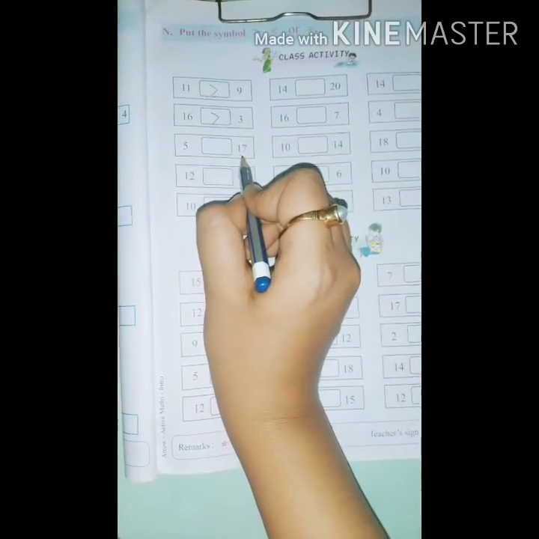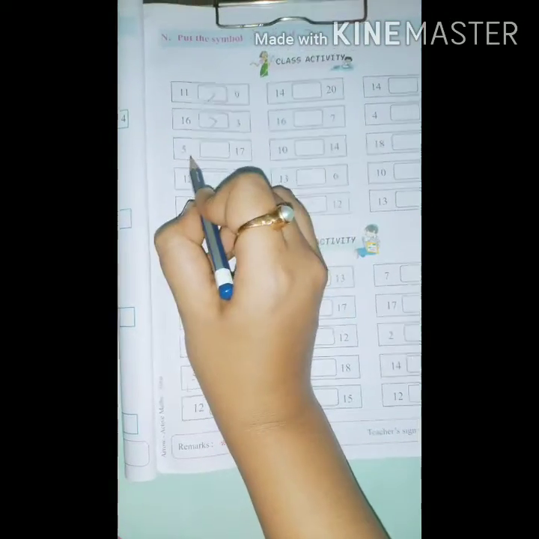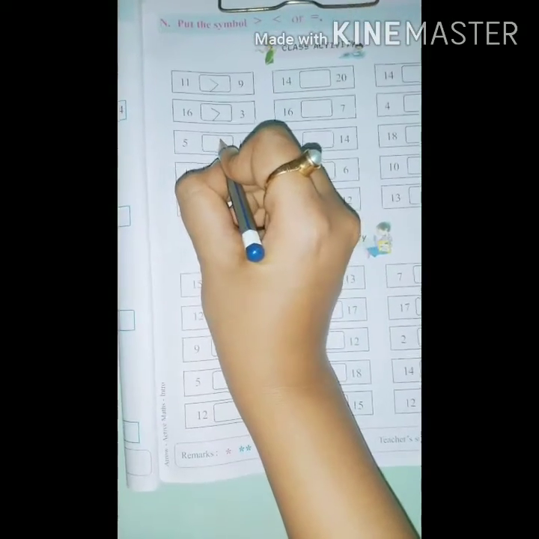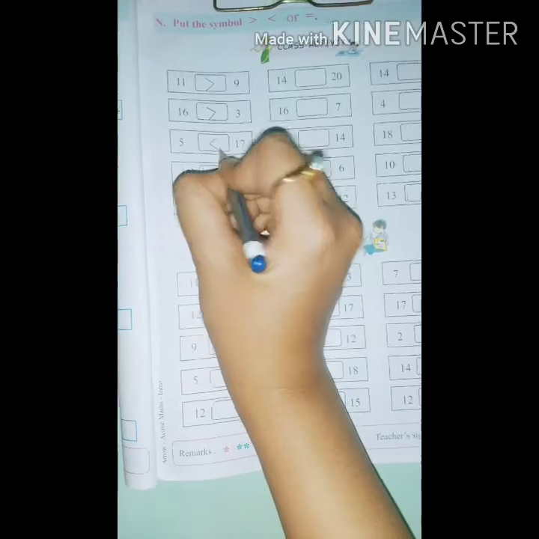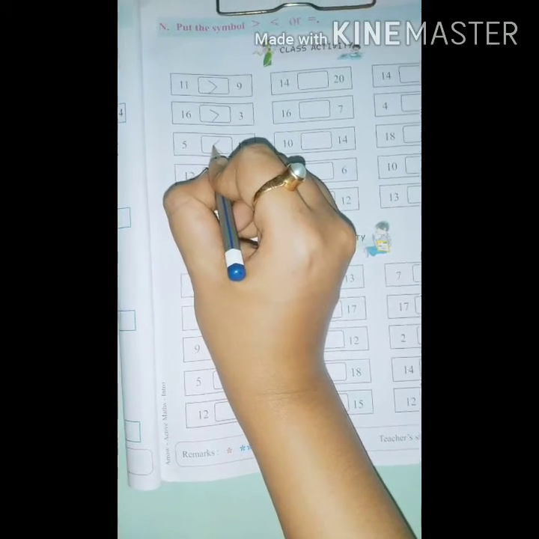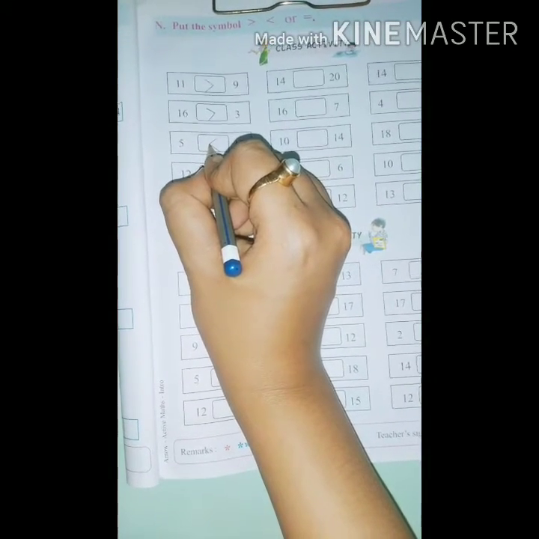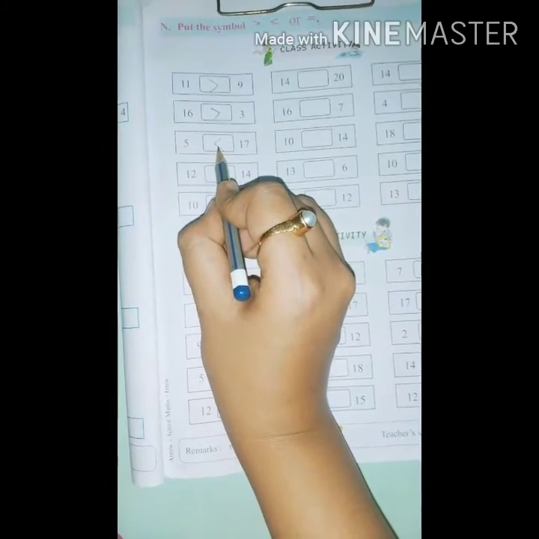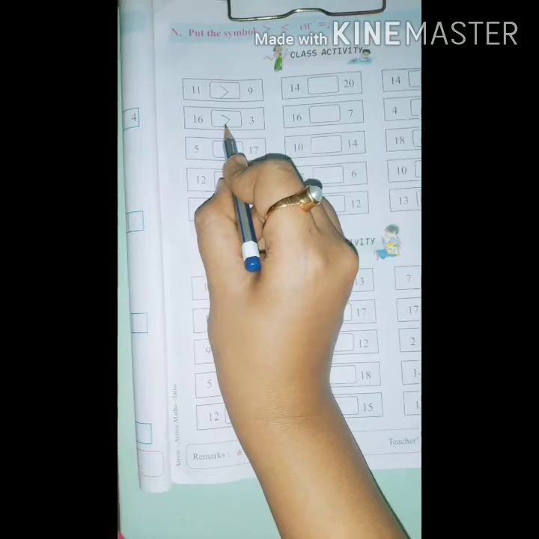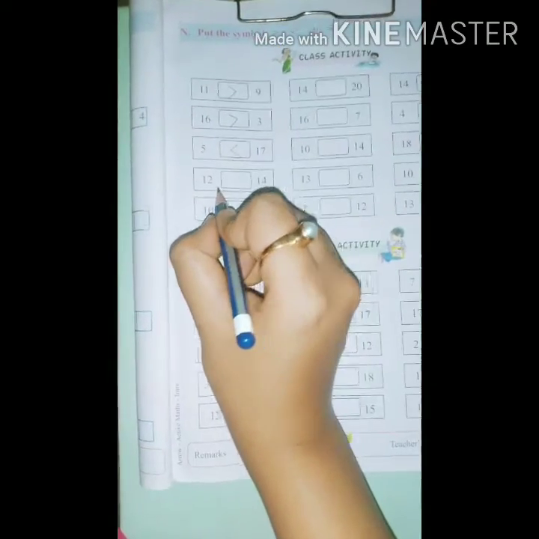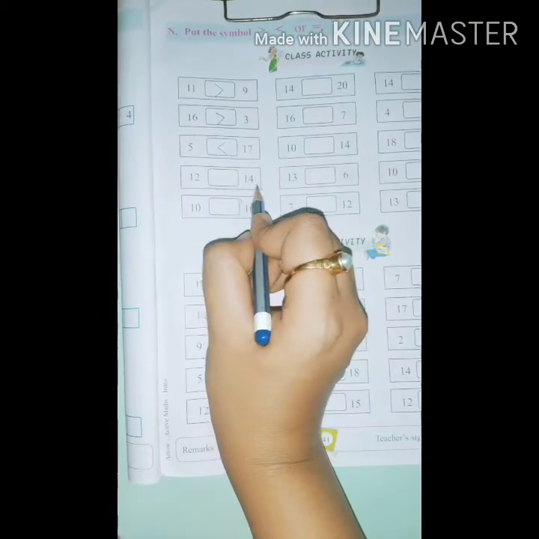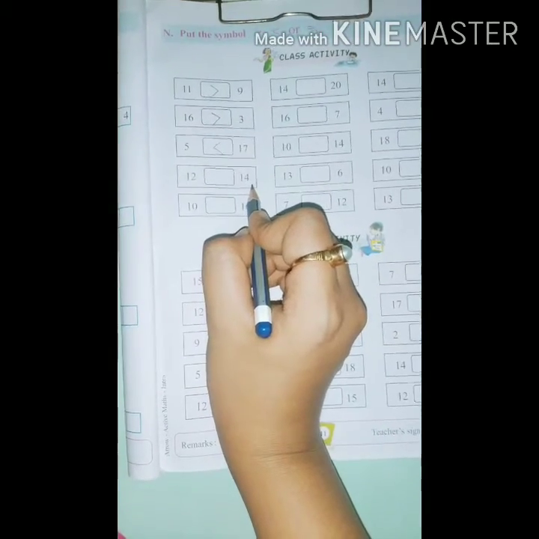Now 5 and 17. In between these two numbers 5 is smaller. So we will put this sign, as we know that the mouth of the fish is always pointing toward the smaller number. This is the less than sign and this is the greater than sign. Now the next set of numbers. Here 12 and 14 is given.